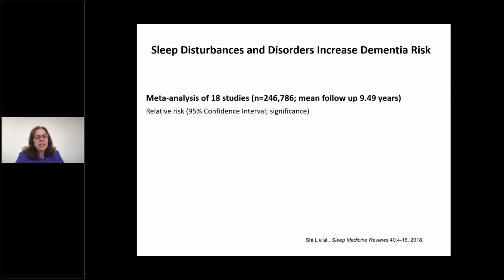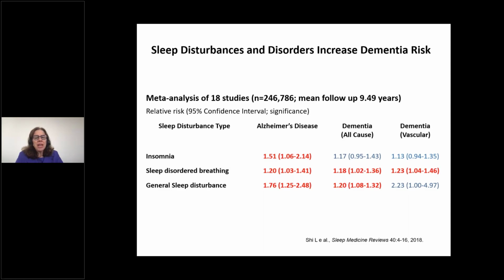Another meta-analysis of 18 studies of almost 250,000 people has shown, again, that various types of sleep problems, including insomnia, sleep apnea or sleep disordered breathing, and general sleep problems, all contribute to Alzheimer's. And both sleep disordered breathing and general sleep disturbance contribute to all-cause dementia, and vascular dementia is exacerbated or increased with sleep apnea. And there's a very specific link between insomnia and Alzheimer's disease.